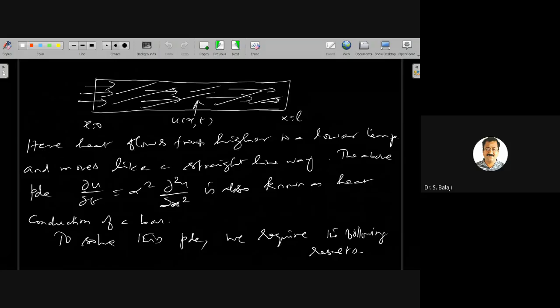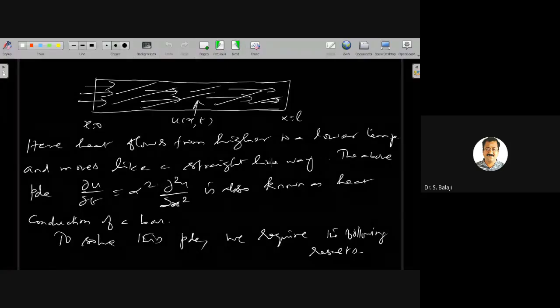Here, heat flows from a higher to a lower temperature and moves in a straight line.